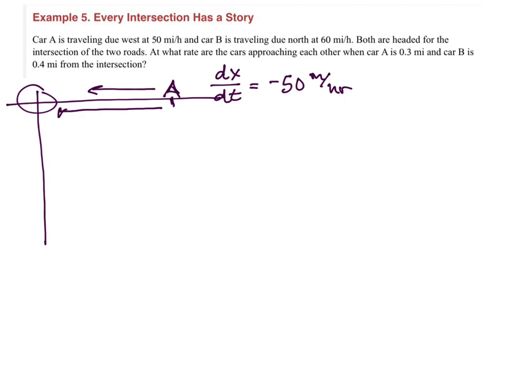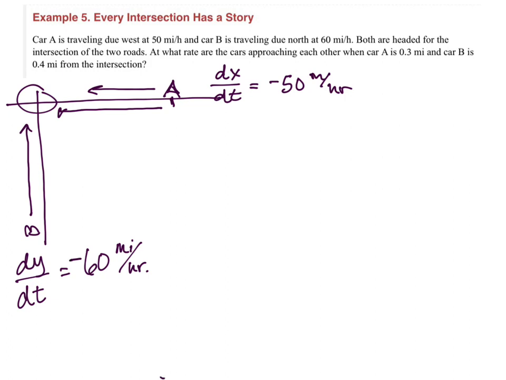Then we've got car B traveling north, so going this way. And I let this be dy/dt because it's vertical. And again, that distance is shrinking. Even though they're going north, it's still going to be a negative because we're not so concerned with direction as we are that the side length is shortening. This is at 60 miles per hour. Negative 60 miles per hour.